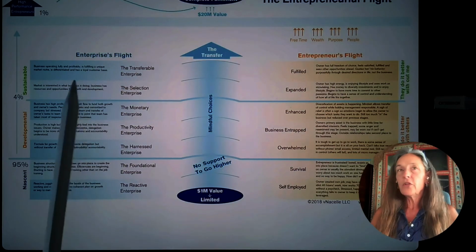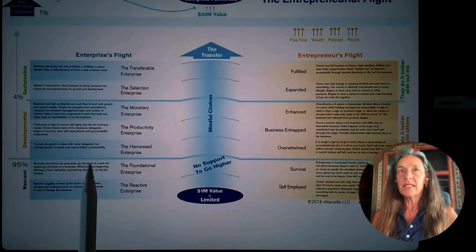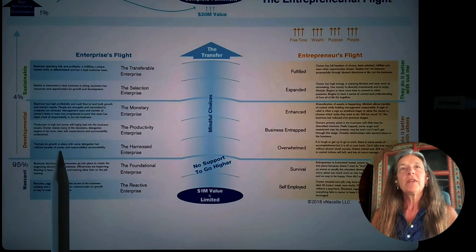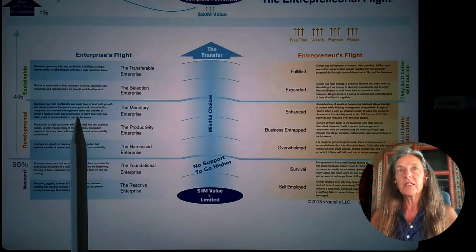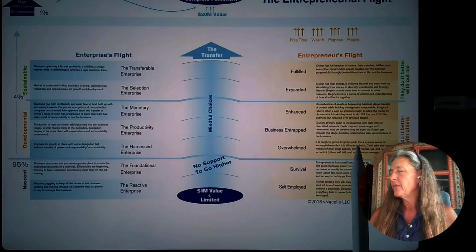So over here on this side, you've got the enterprise's flight, so the business and how the business evolves over time. The reason why we got invited to Harvard was because we tied the business development and the business journey in with the entrepreneur's journey. The entrepreneur's journey is over here on this side.